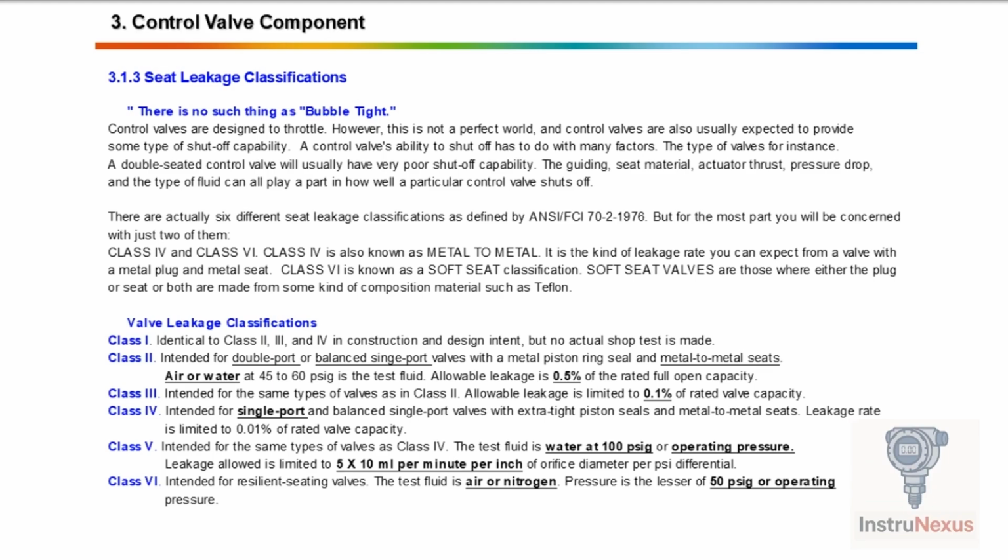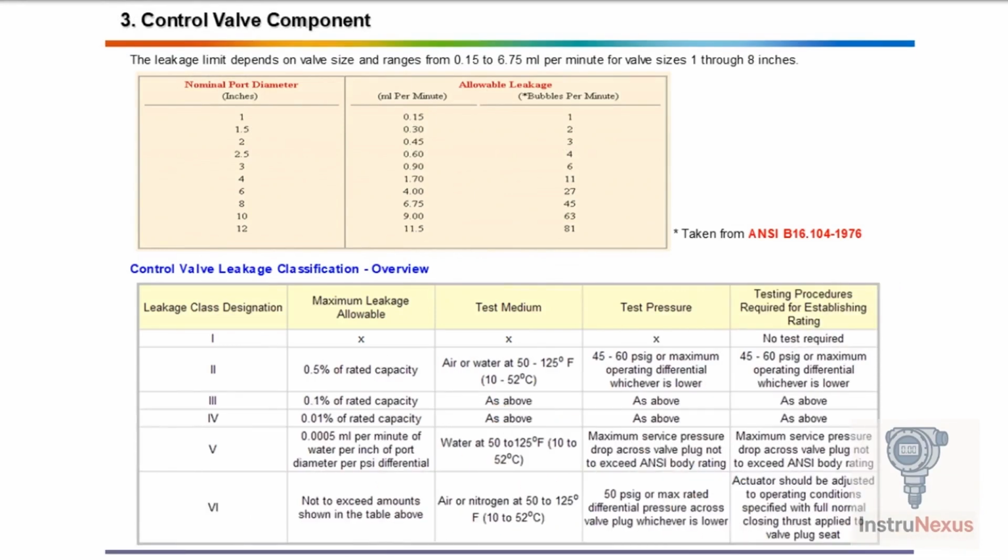for the right job. Now let's take a look at the 6 ANSI FCI leakage classifications for control valves, a critical factor when you are selecting valves based on shutoff performance. Class 1. This is more of a default category. Valves in Class 1 are not tested for leakage in the factory, but are built to the same design standards as Class 2, 3, and IV.